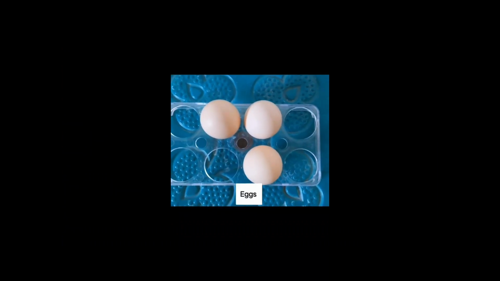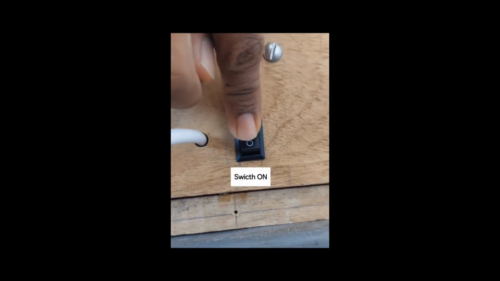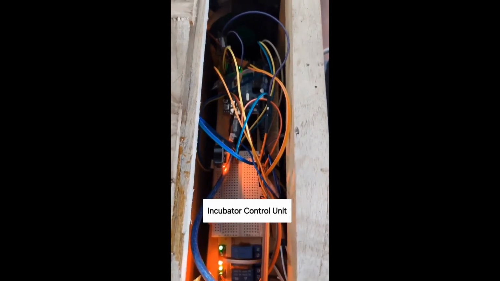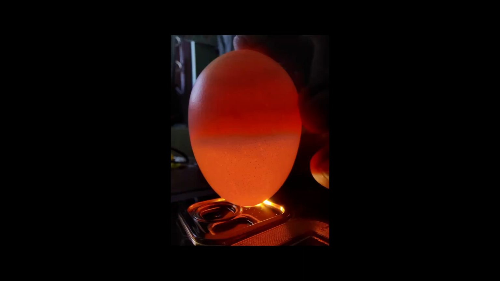When we start the incubation process, the incubator gives 15 seconds initially to place the 3 eggs onto the egg tray. After that it starts the 21-day incubation process. During the incubation period we have to keep the electricity supply without any interruption. We can observe that the embryos are growing inside the eggs through the candling process.